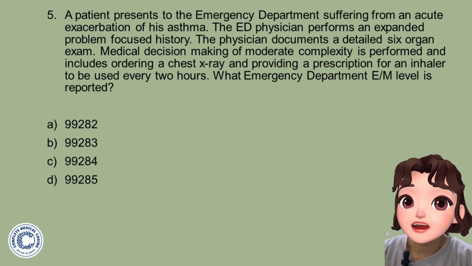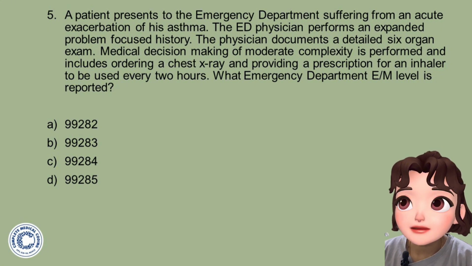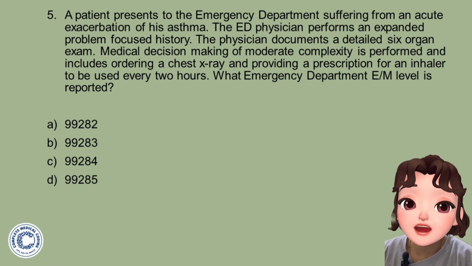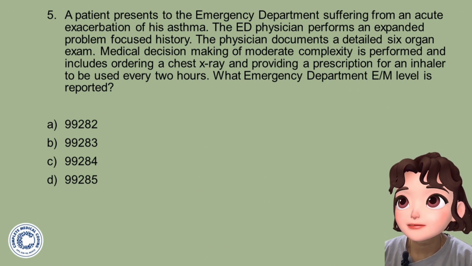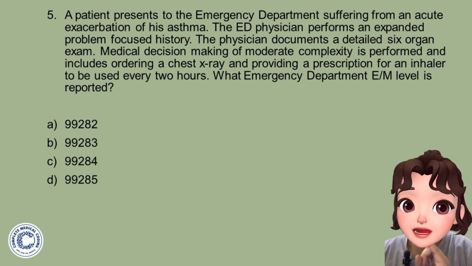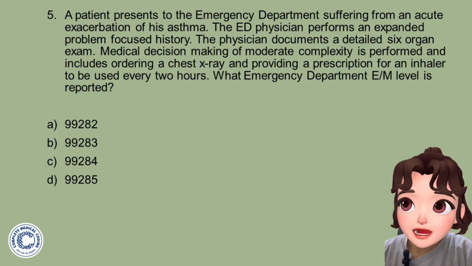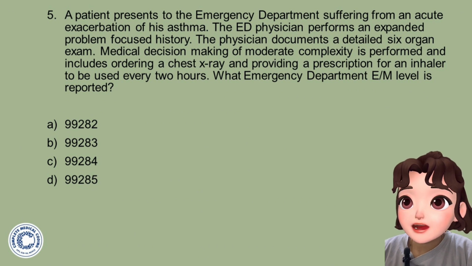So here we have to code for the E&M code, evaluation and management code. So since it's an E&M code, what are the 3 key components that are mentioned here? This is an emergency department code. Then the physician performs an expanded problem focused history. So first is expanded problem focused history. Second is detailed 6-organ exam. Detailed examination and medical decision making of moderate complexity. So expanded problem focused history, detailed 6-organ exam means you can consider that as expanded examination, and moderate complexity. That code we have to find out.